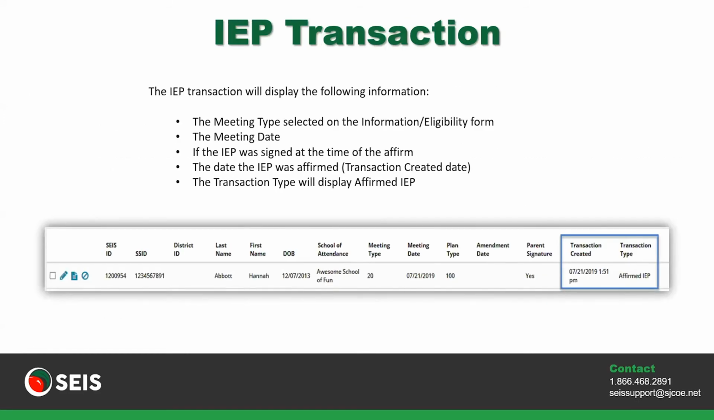All right, so this is what the IEP transaction looks like. So this is what your district or your SELPA sees. So they'll see that, okay, this student had an IEP. It was held on July 21st. And for the transaction, you can see that they affirmed on that same day, and it was a meeting type 20, which is an annual, and the transaction type is an affirmed IEP. This is what your district is seeing transaction-wise and what they are submitting to CalPADS.